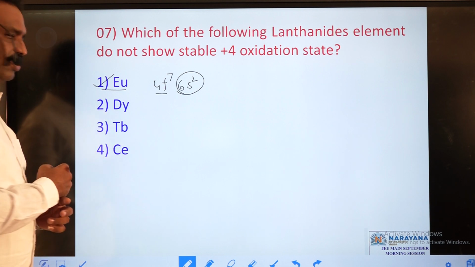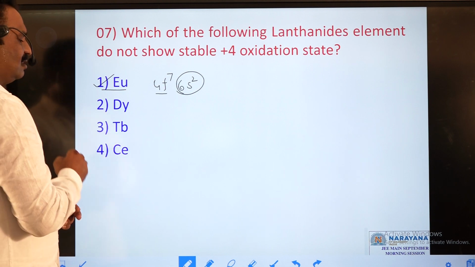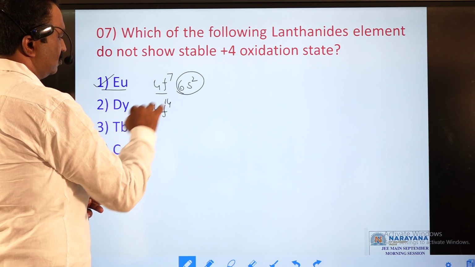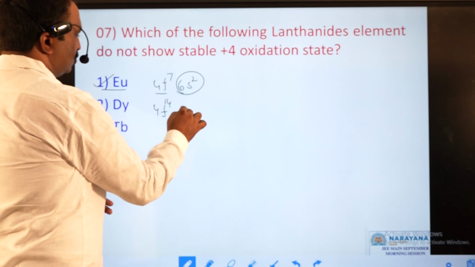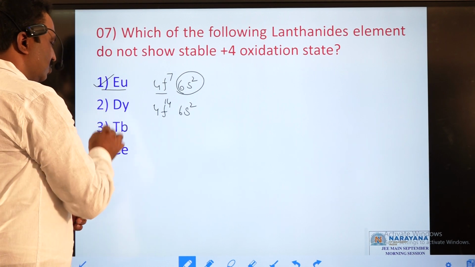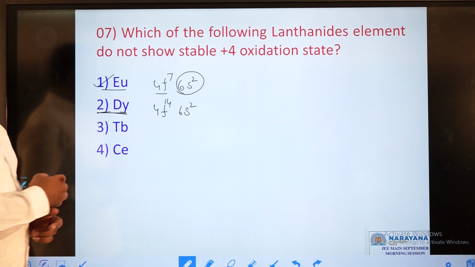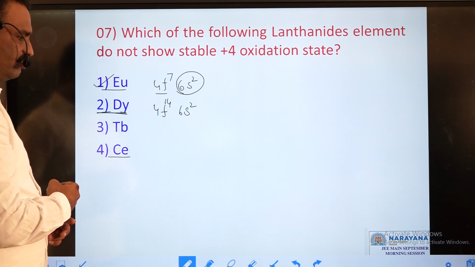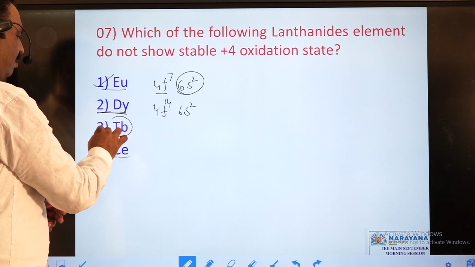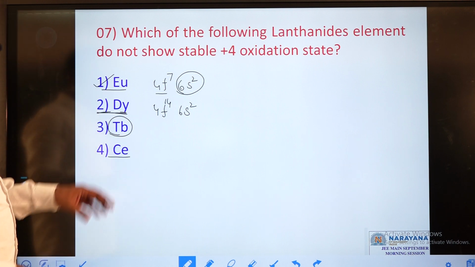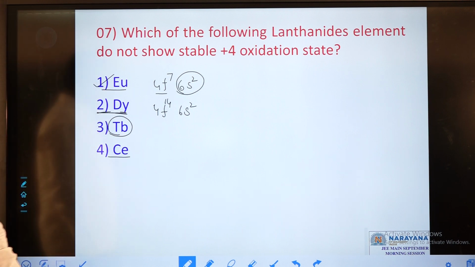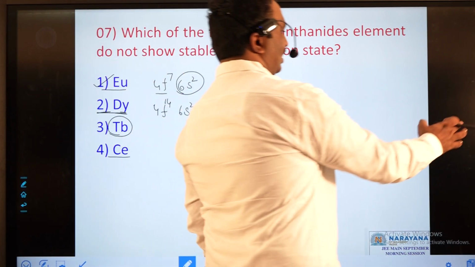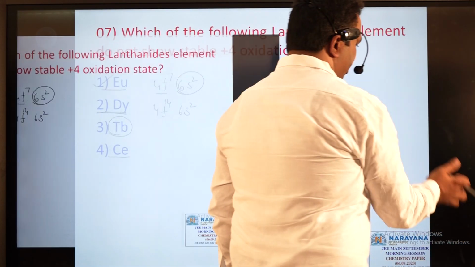Next, dysprosium, with 4f14 and 6s2, can show the +4 oxidation state. For cerium, both +3 and +4 are possible, and for terbium also. So europium is one of the anomalies in the case of lanthanides. Let me proceed to the next one.